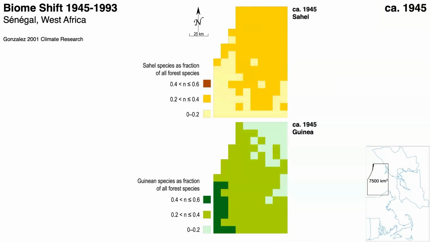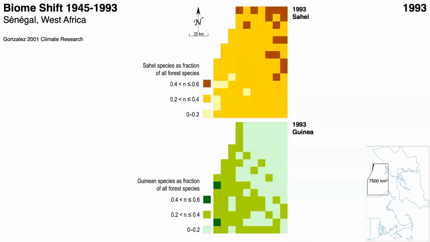So this is before, and this is 50 years later. So before and after. And so you can see the arid species, this migration from the north, and then the moist zone species pulling back to the south. It was approximately 25 to 35 kilometers in a half century. That's a biome shift latitudinally.